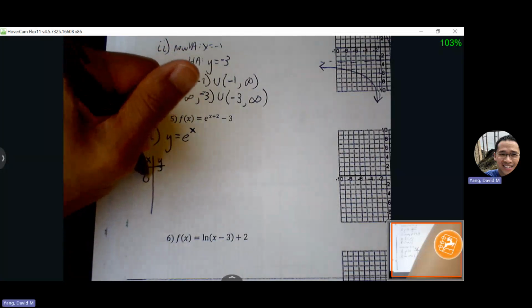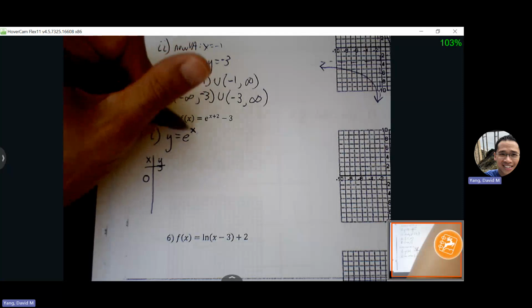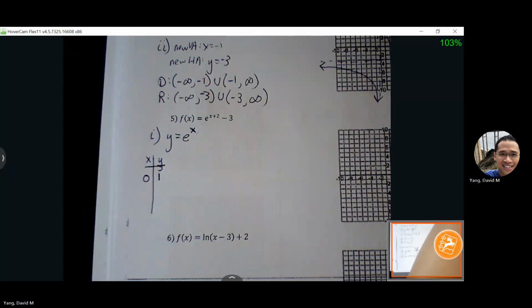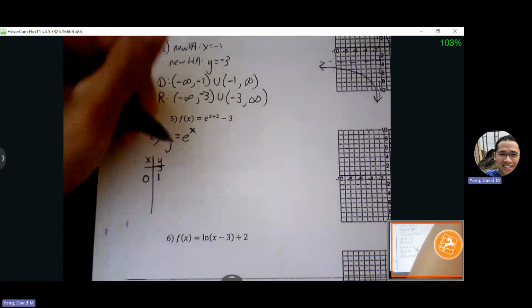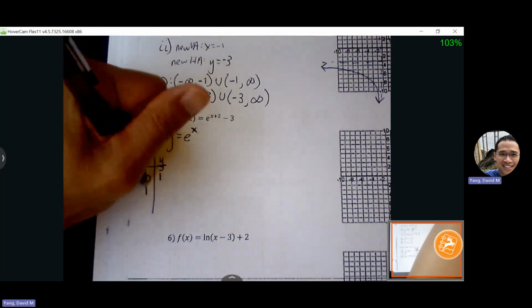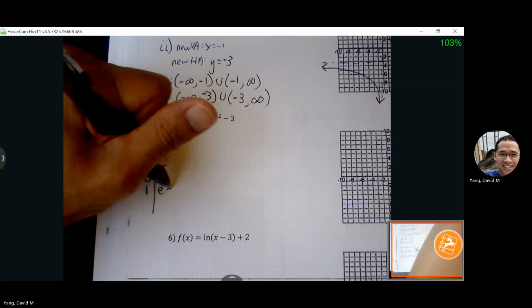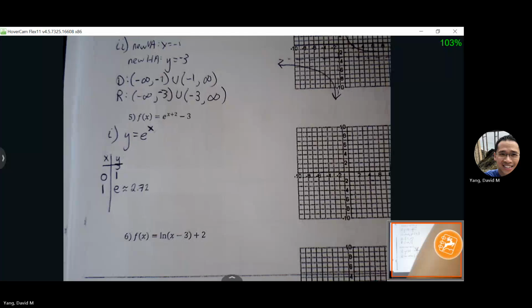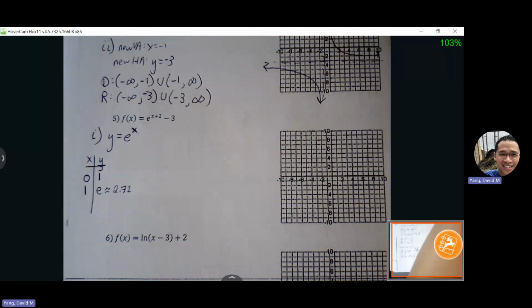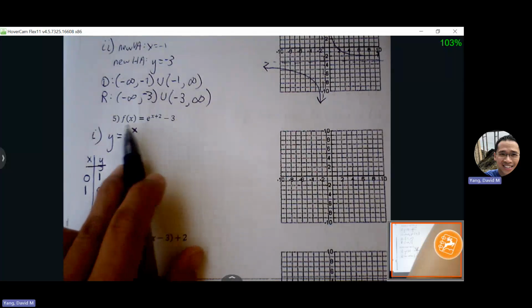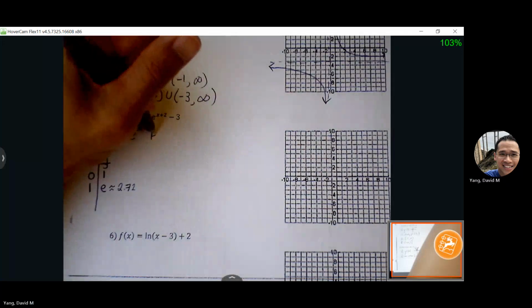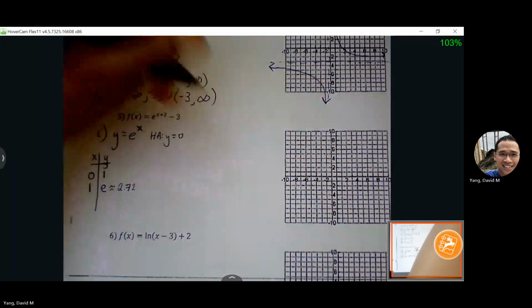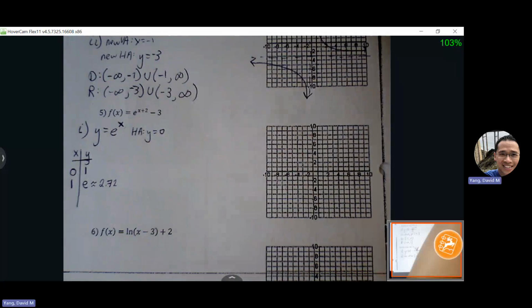An easy ordered pair is 0. I know that anything raised to the 0 power is going to be 1, so that's an easy ordered pair. And then e to the 1 is just going to be e, and e is around 2.7. And we know that there is a horizontal asymptote at y equals 0. All your exponential functions will have that.